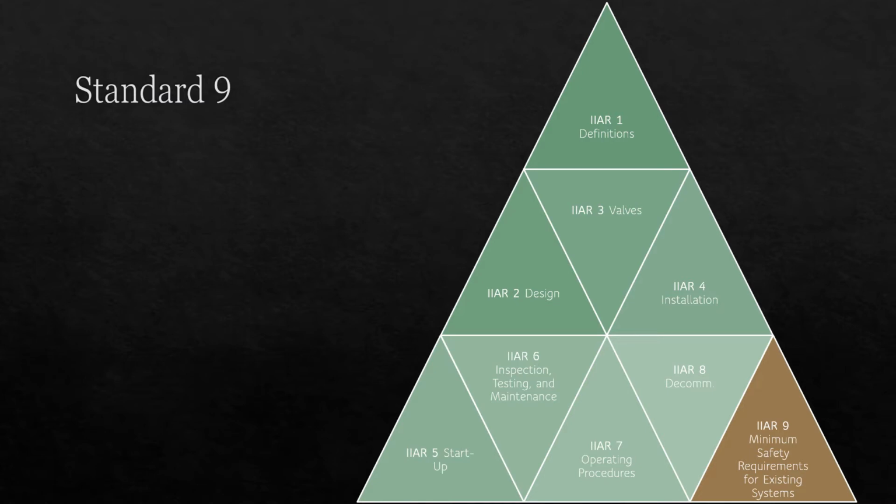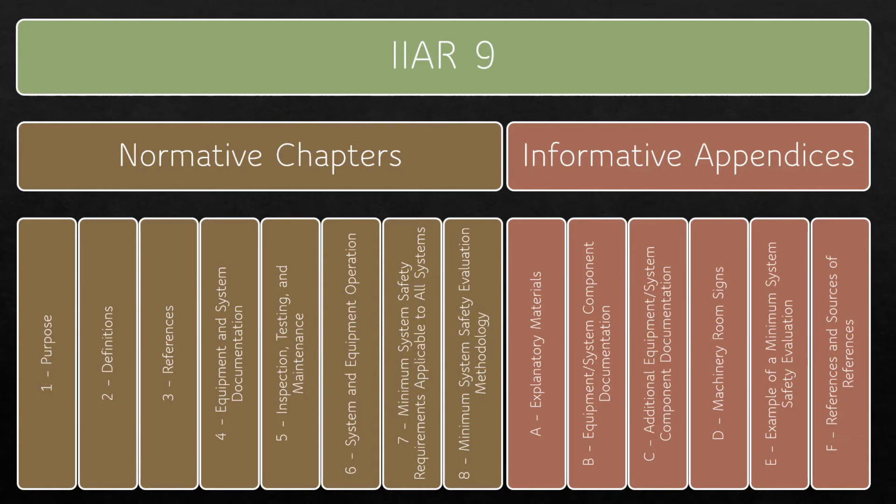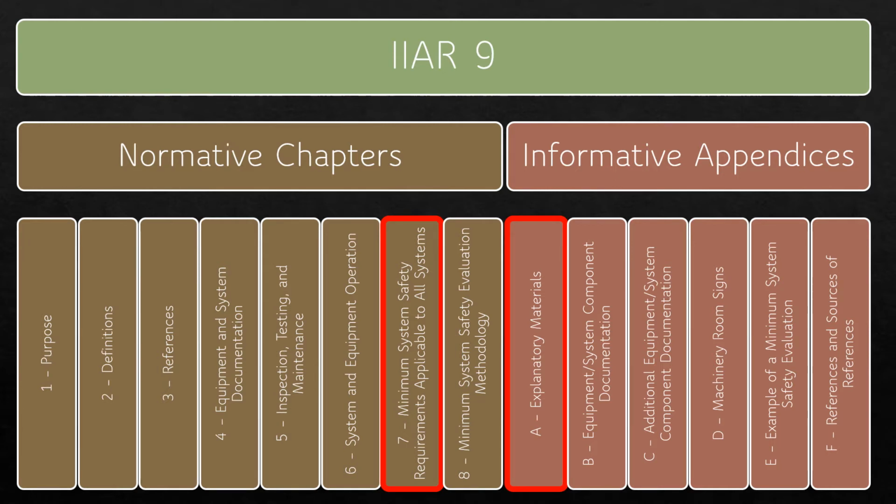First of all, the title of Standard 9 is Standard for the Minimum System Safety Requirements for Existing Closed-Circuit Ammonia Refrigeration Systems. The 9 in Standard 9 is an indicator that it is IIAR's 9th published ammonia refrigeration standard. Standard 9 contains 8 normative chapters and 6 appendices. In this video, we'll examine the normative content in Chapter 7 and explanatory material in Appendix A.